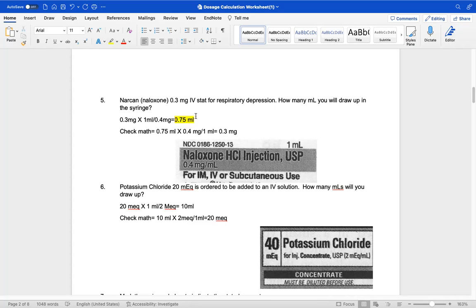So if we take the answer we just got, 0.75 mLs, and multiply that back by what we have on hand, 0.4 milligrams per 1 mL, the mL on top cancels out the mL on bottom. So with that, we get 0.3 milligrams. That matches our ordered dose, confirming that 0.75 is the correct answer.